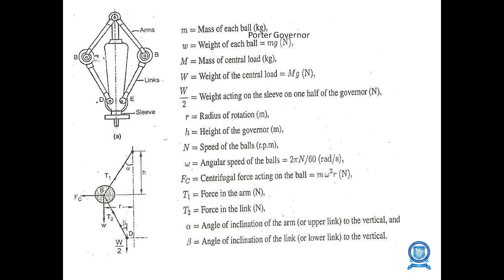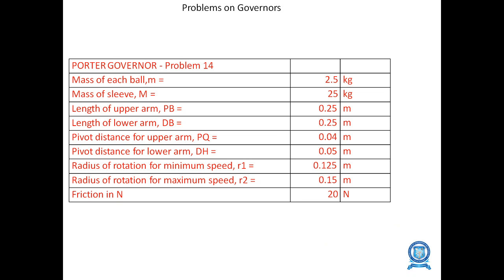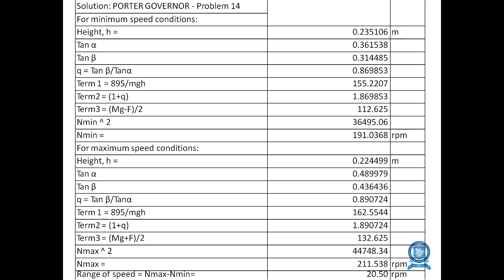We have already discussed the specifications of the Porter governor. In this Porter governor problem, the mass of the ball is 2.5 kg, the mass of the sleeve is 25 kg, the length of the upper arm is 0.25 meter, the length of the lower arm is 0.25 meter, the pivot distance of the upper arm is 0.4 meter, the pivot distance of the lower arm is 0.5 meter, and the friction is given as 20 Newton. For this problem we should mention all the values.